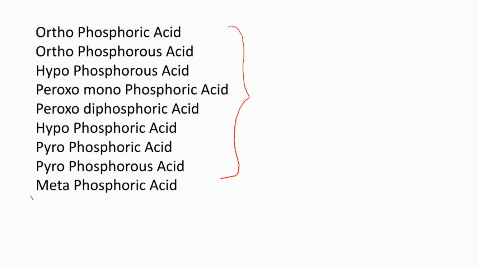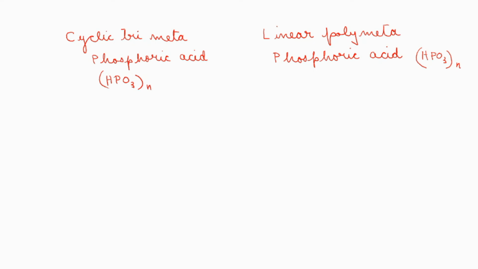So we have learned the structure of these many oxoacids of phosphorus except metaphosphoric acid. So we are going to learn that now. So let's see how is that. Metaphosphoric acid will be existing in 2 forms. Cyclic form also, linear polymeric form also. So both are having the same molecular formula. So how to draw that?